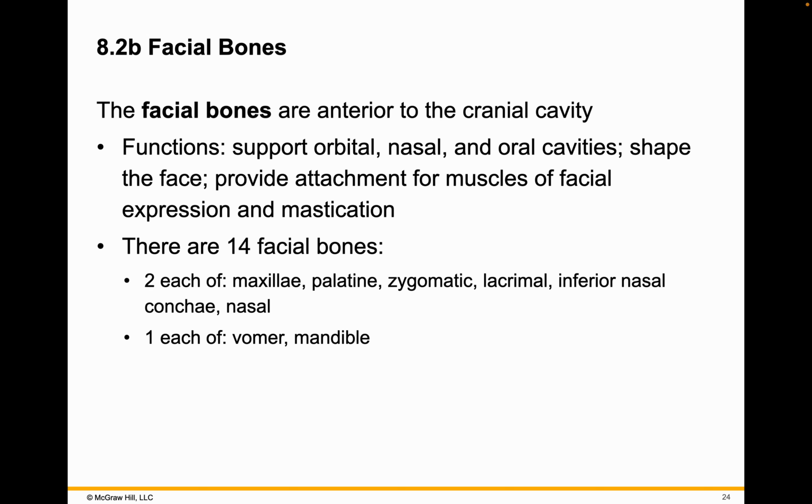The facial bones are in the front of the cranial cavity. They support the orbital, nasal, and oral cavities, give shape to the face, and provide attachment for muscles of facial expression and chewing, or mastication. There are 14 bones in the face: 2 maxilla, palatine, zygomatic, lacrimal, inferior nasal conchae, and nasal bones. Those are paired. And then one vomer and one mandible.